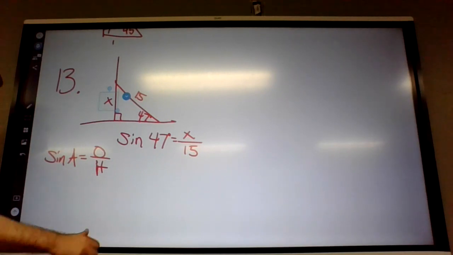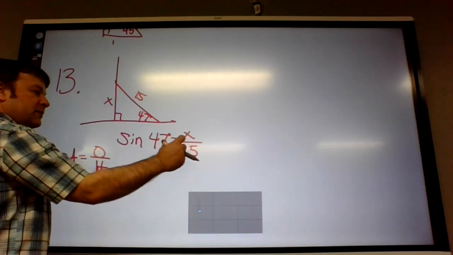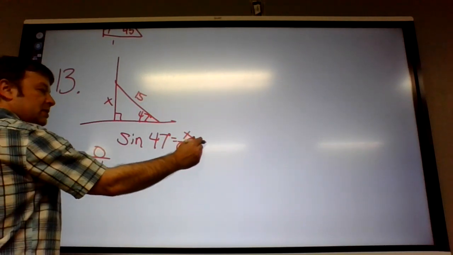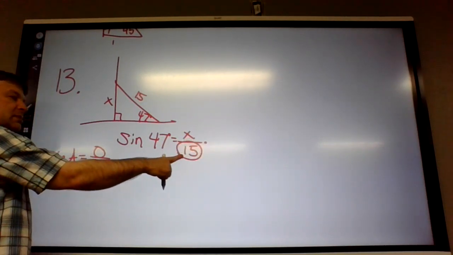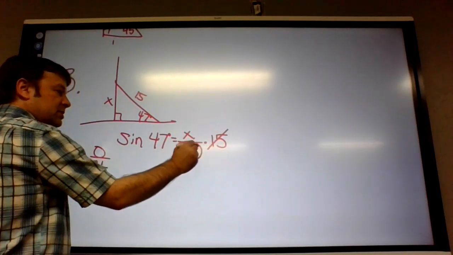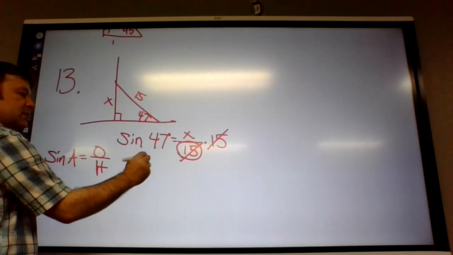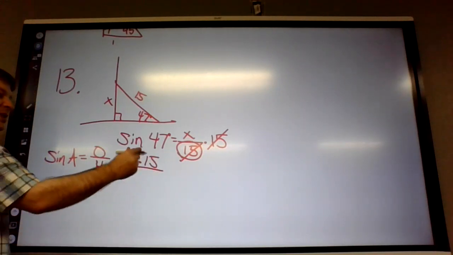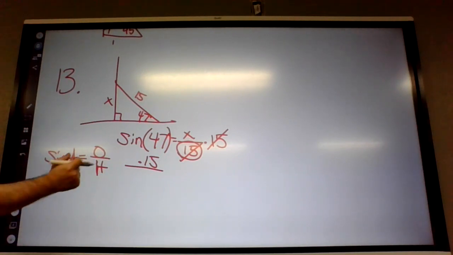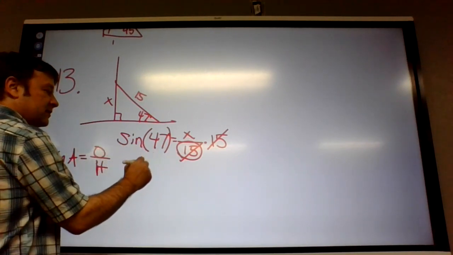All right, if x is on top, how do we solve for x? How do I get rid of this guy? Multiply by 15. To get rid of a divided value, you multiply. So it's whatever sine of 47. If you plug it in like this, make sure you close that parentheses. Sine of 47 times 15.